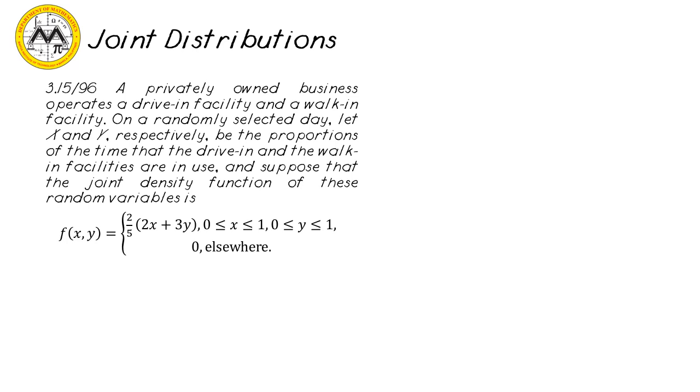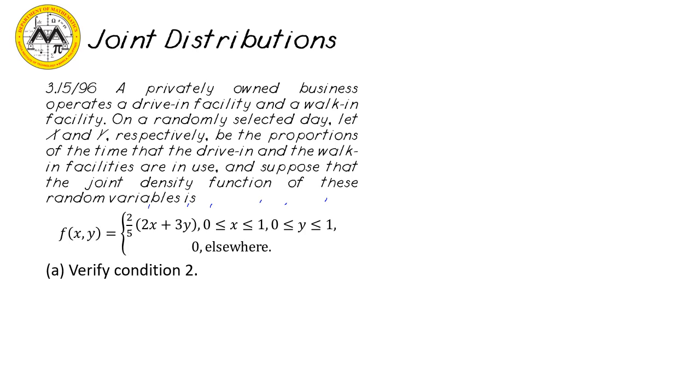A privately owned business operates a drive-in facility and a walk-in facility. On a randomly selected day, let x and y respectively be the proportions of time that the drive-in and the walk-in facilities are in use, and suppose that the joint density function is given. So verify condition 2. Condition 1 does not need to be proven because all of the terms are positive. There is no way that this could be negative over the interval from 0 to 1 and 0 to 1.